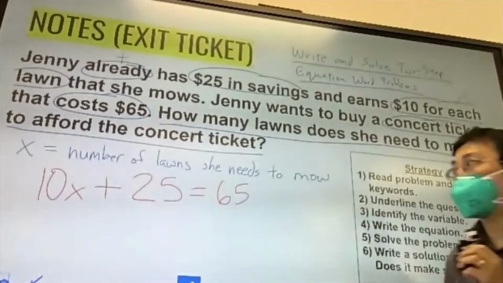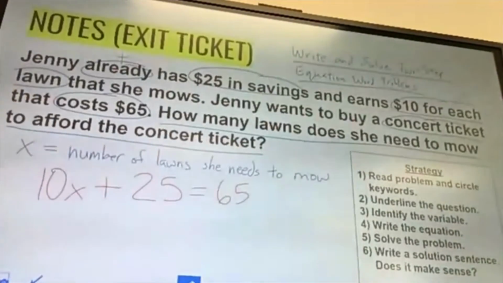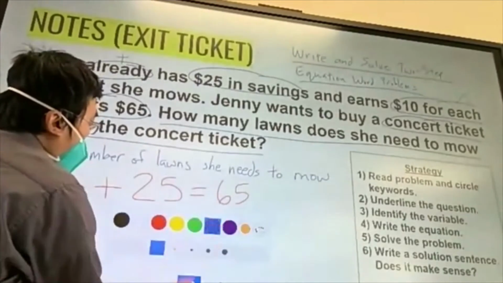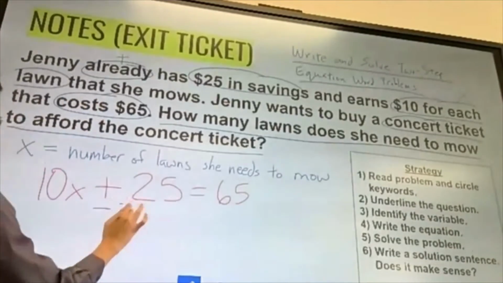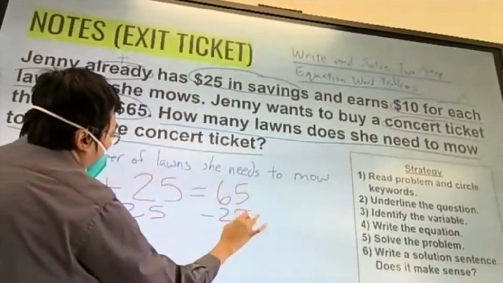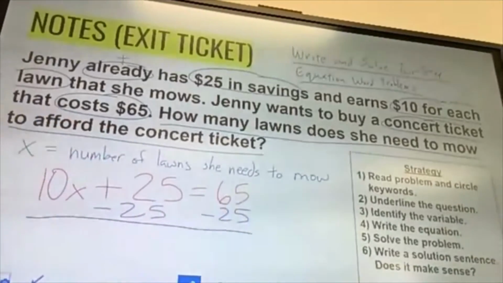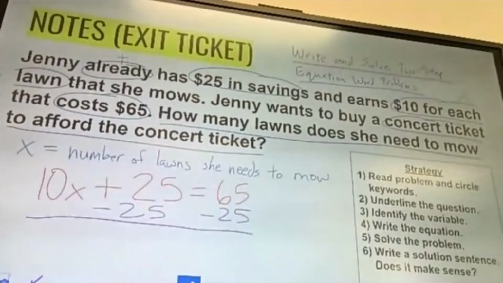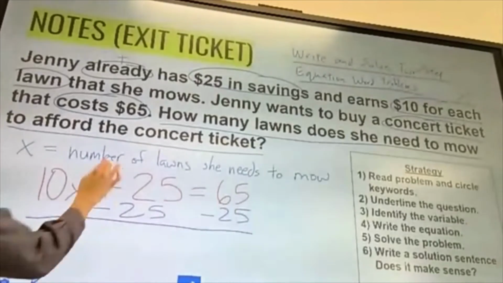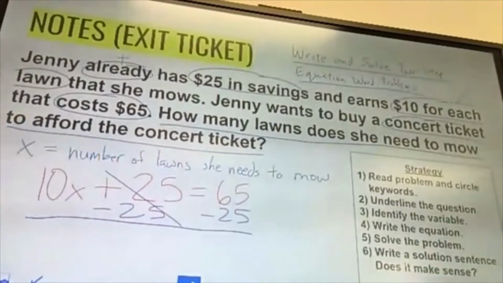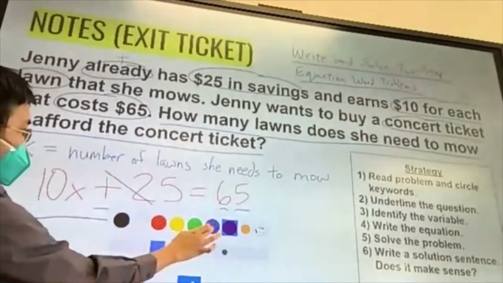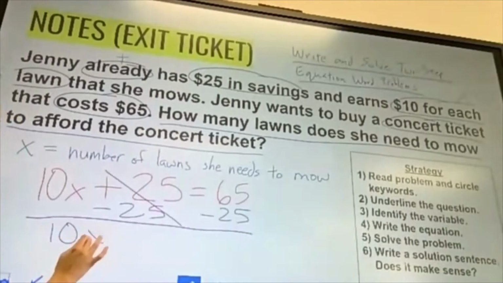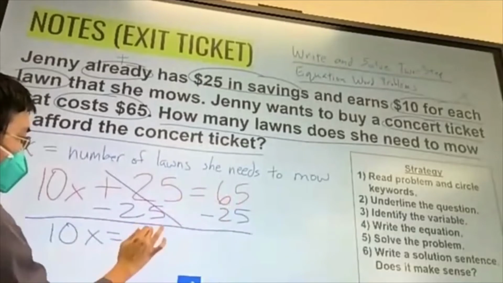Okay, so now we need to do two steps for this problem. First step, what do we need to get rid of to isolate X? 25. So what's the opposite of plus 25? Subtract 25. So we subtract 25 on both sides. Go ahead and do that in your notes. And when we add 25 to negative 25, that makes 0. And we're left with 10x equals 65 minus 25, which is 40.